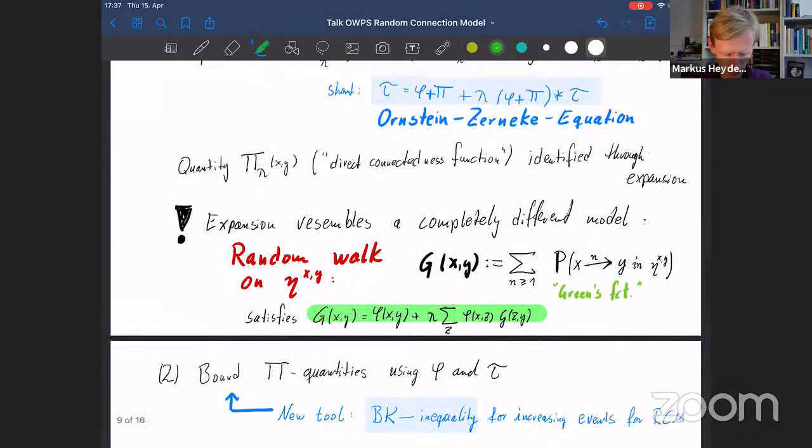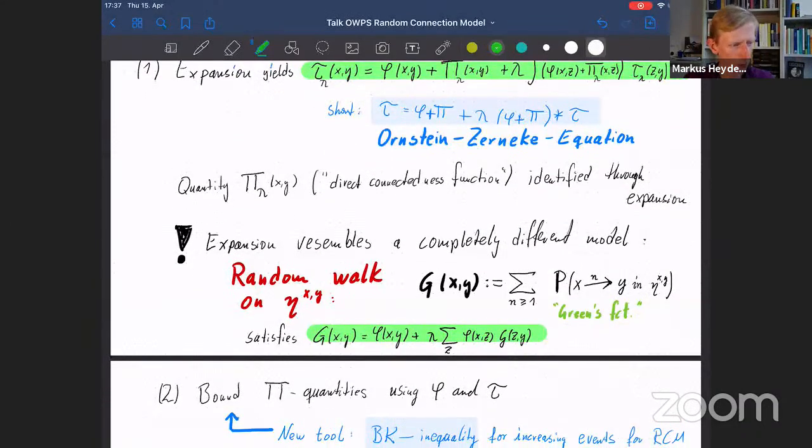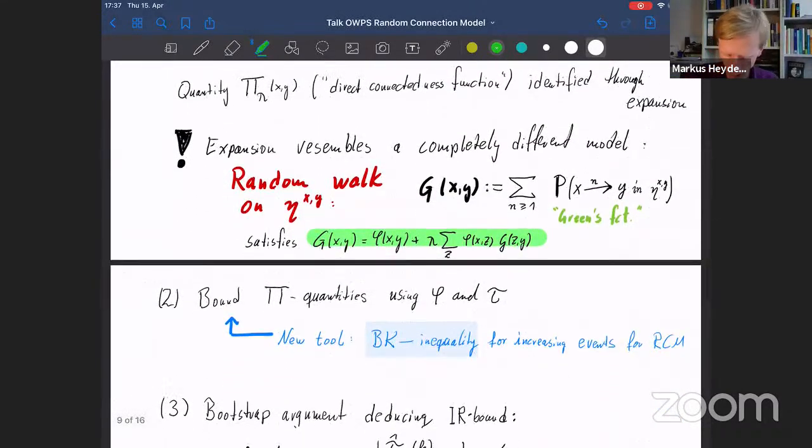So once you've identified the expansion, now you want to show that the pi is small. And how are you doing this? Once you've identified the pi, you need to bound the pi's. For that, we have a BK inequality, named after van den Berg and Kesten, for increasing events for the random connection model. Of course, there are already a number of BK inequalities for Poisson processes, which we're also relying on, but it's not enough to take only a BK inequality for Poisson processes, because you have the edges.